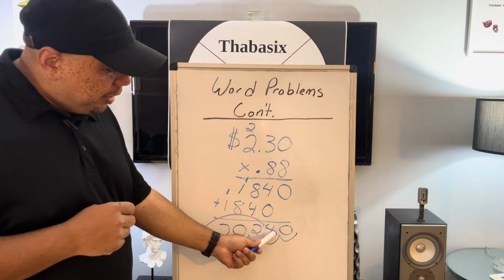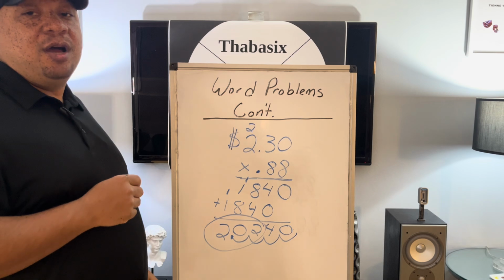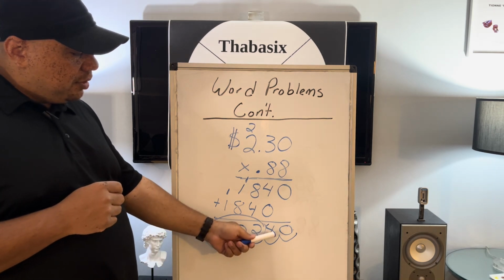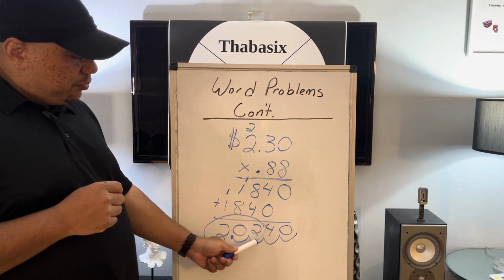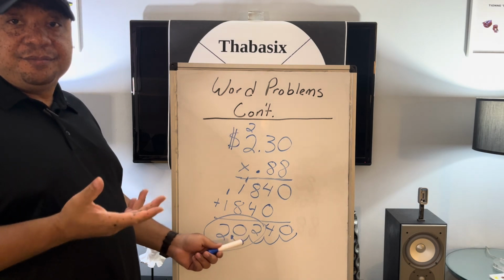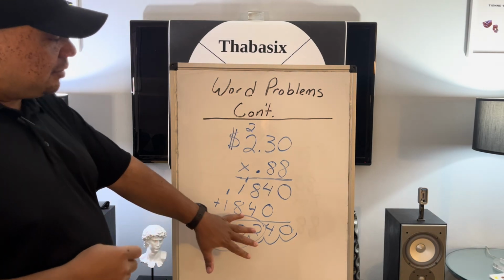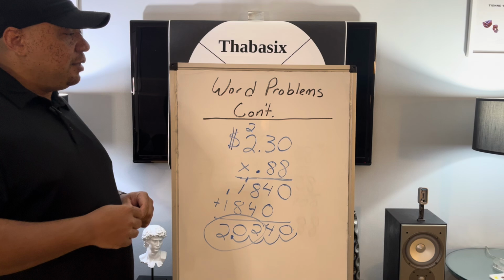Remember, if you have a 4 here, you'll keep this number the same. If this was 5 or above, you'd round it up to $2.03. So don't forget that. That's how you round numbers.